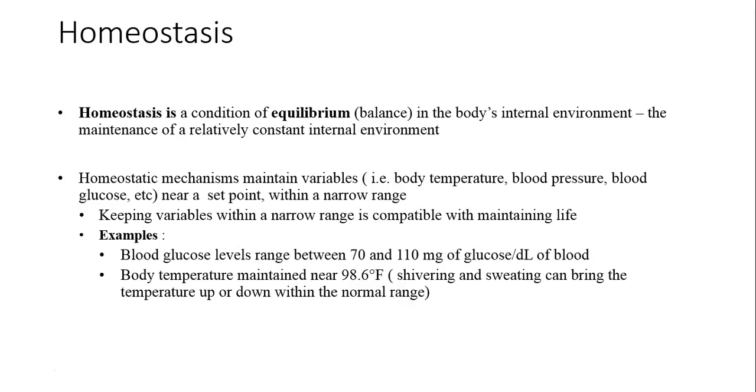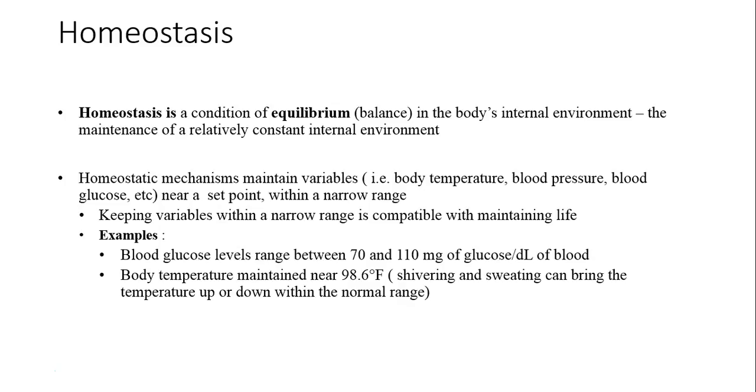Homeostasis is a condition of equilibrium or balance in the body's internal environment, the maintenance of a relatively constant internal environment. Homeostatic mechanisms, mechanisms that maintain homeostasis, will maintain variables like body temperature, blood pressure, blood glucose, etc. near a set point, within a narrow range. Keeping these variables within that narrow range is compatible with maintaining life.